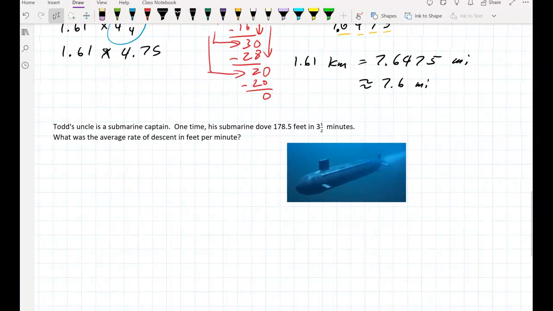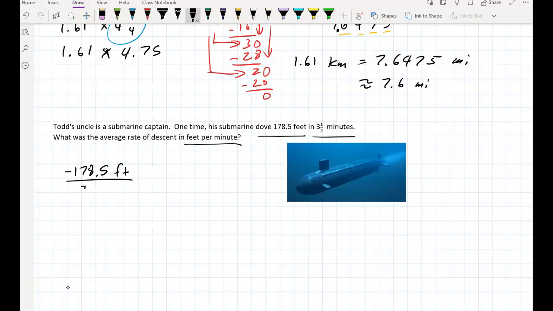This one is going to be a little different. Todd's uncle is a submarine captain. One time, his submarine dove 178.5 feet in 3.5 minutes. We want to know what was the average rate of descent in feet per minute. That sounds like a unit rate to me. Unit rate. So we know because it was diving, it was going down. So that's negative 178.5 feet. And that was done in 3.5 minutes. Okay? And we want to know how many feet is that in 1 minute.